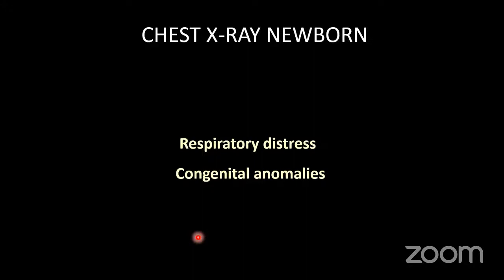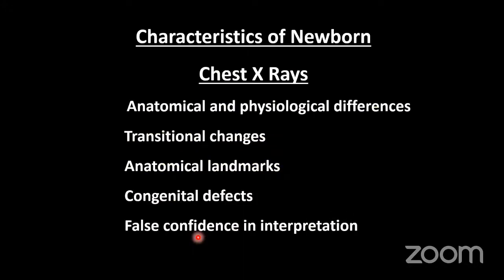Mostly the newborn chest X-rays are done for respiratory distress and congenital anomalies. So these are the chest X-rays. You must know the anatomical and physiological differences, because from the womb and the fetal to the neonatal life, there is a transition. Some transitions are very slow, and sometimes what you think is abnormal may be a normal finding. You must know some anatomical landmarks and some congenital defects.